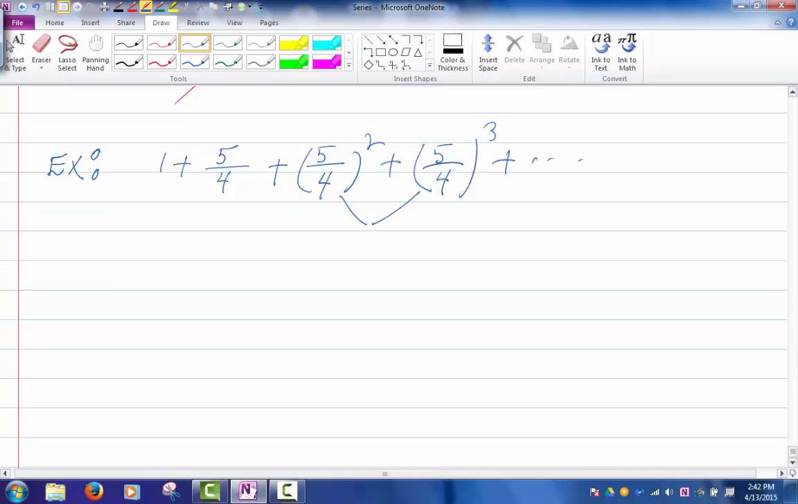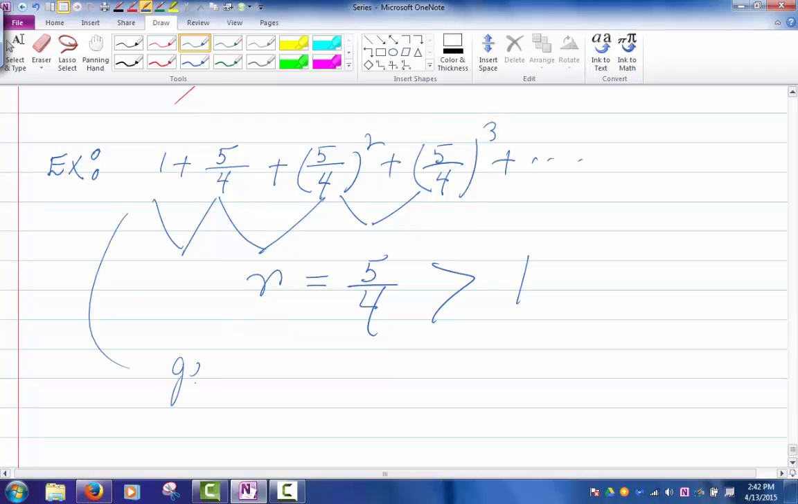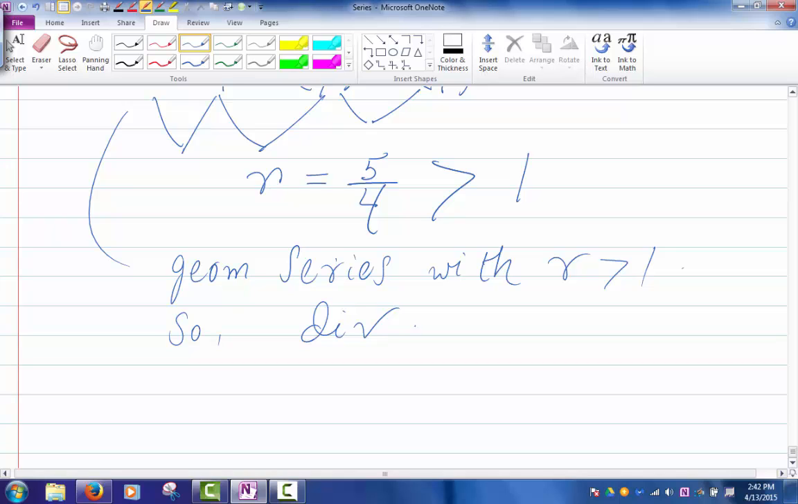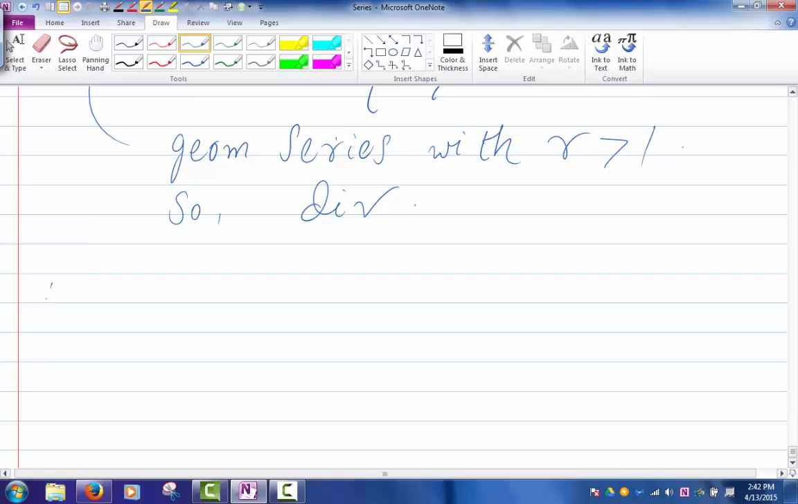Well, take the ratio of consecutive terms. You get a constant. If I look at the ratio of 5/4 cubed divided by 5/4 squared, I get 5/4. If I divide 5/4 squared by 5/4, I get 5/4. If I divide 5/4 by 1, I get 5/4. So the common ratio here is 5/4. Unfortunately, it is bigger than 1. So this is a geometric series with common ratio bigger than 1, so divergent. Is everybody okay? All right. Any questions on that?